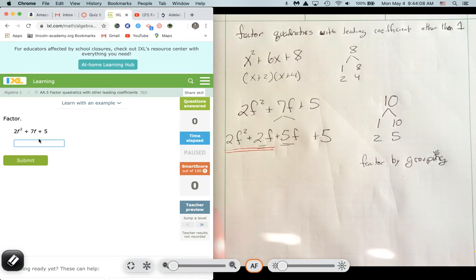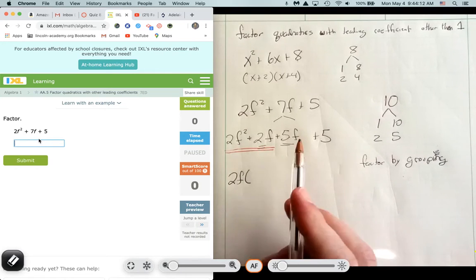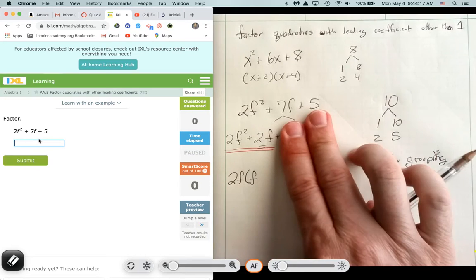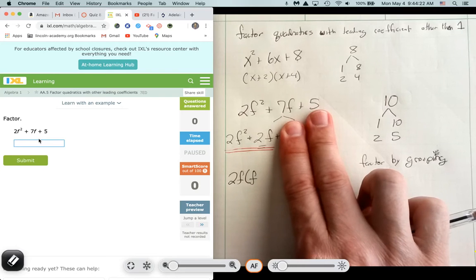So I'm going to factor out the 2 and the f from this term and this term, leaving just a single f. And now be careful here, I'm dividing out the 2f. So 2f divided by 2f is 1.